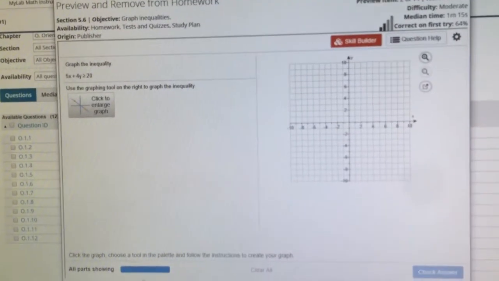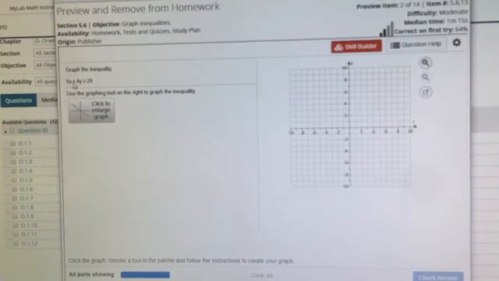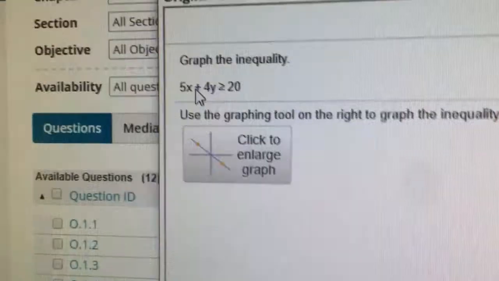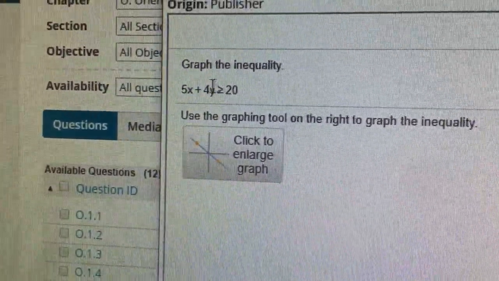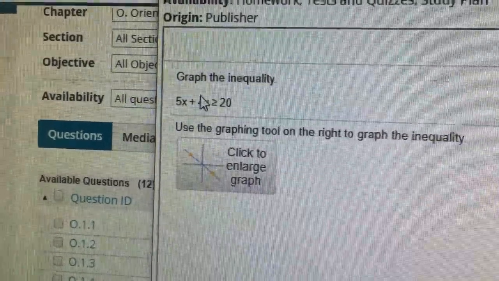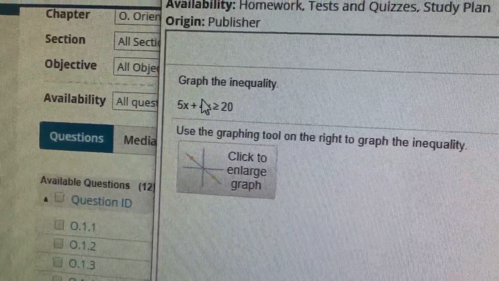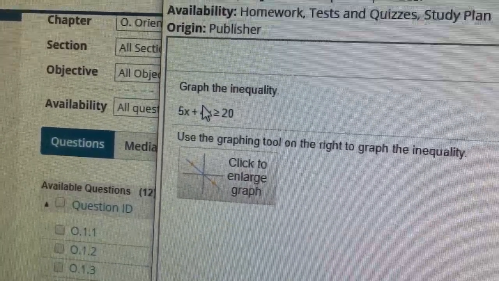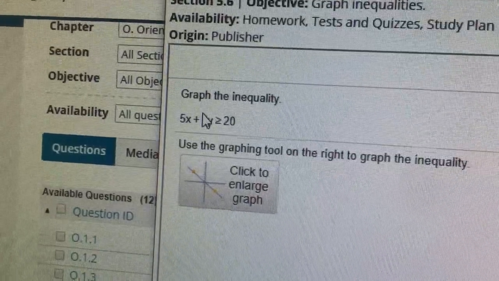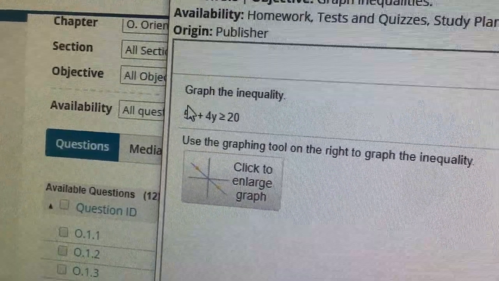Okay. Now if we notice our inequality right here, I'll zoom in a little bit. 5x plus 4y is greater than or equal to 20. Now, what I'm going to do is I'm just going to let y be 0, which makes this just disappear. That means x would have to be 4. So if y is 0, x is 4. Now, if I let x be 0, that would go away, and that means y would be 5.